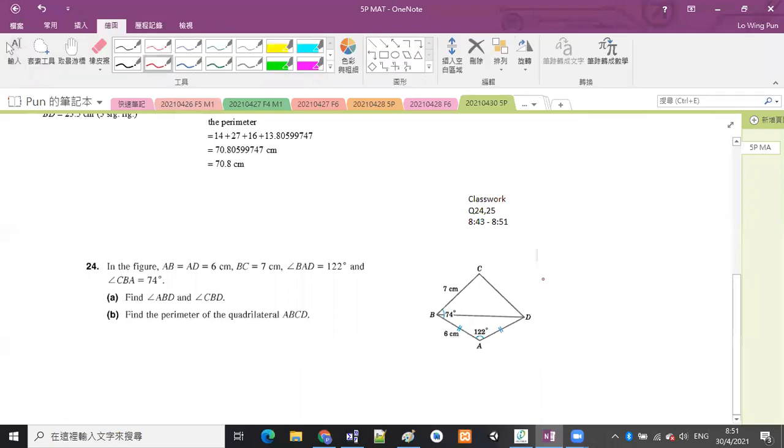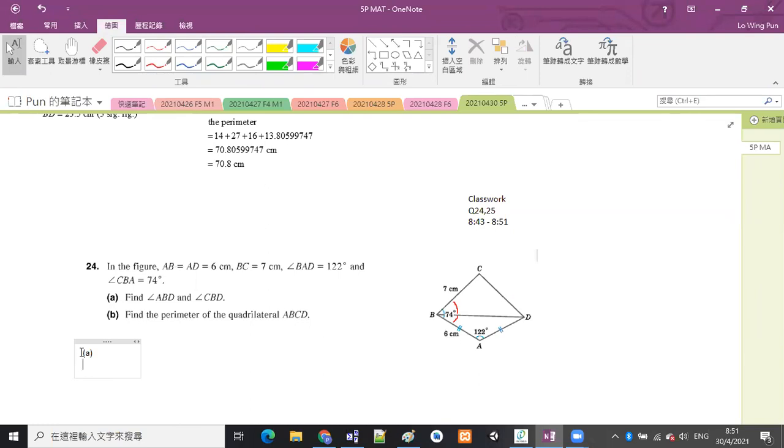Okay, ABD is this one. And then CBD will be this one. And both of them will be very easy. Okay, because, so what is the feature in this diagram?